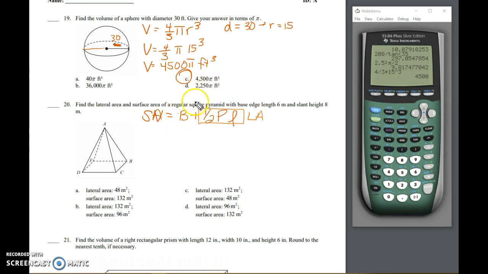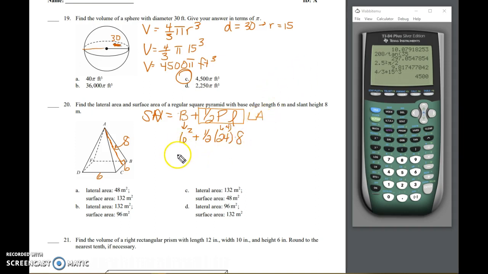Okay, so if I have a square base with an edge of 6, that means all my sides are 6, and then my slant height, that's actually here. This is my slant height, so that's the part that's going to be 8. So for the area of the base, that's a square, so I'm going to have 6 squared plus 1/2. My perimeter is going to be 6 times 4 because I have 4 sides that are 6, so my perimeter is 24. And then we have our slant height, which was 8.